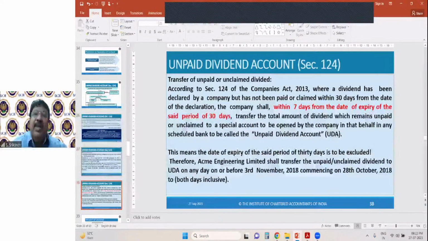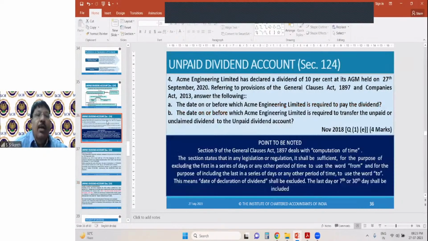For counting 7 days, you have to start again from the 28th of October. So 28, 29, 30, 31, 1, 2, 3. 3rd November will be the 7th day. You have to take it. Okay. So this is a combined reading of your General Clauses Act as well as your dividend provisions.